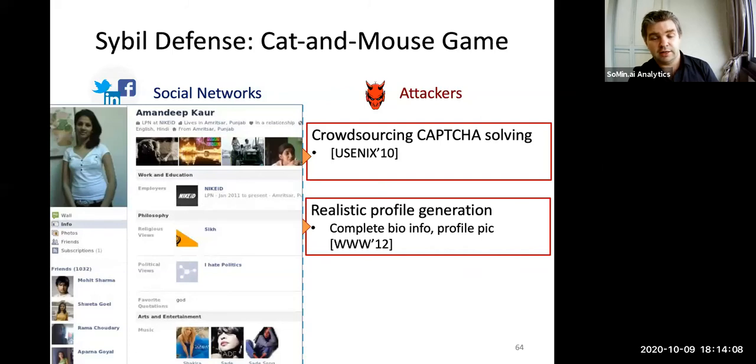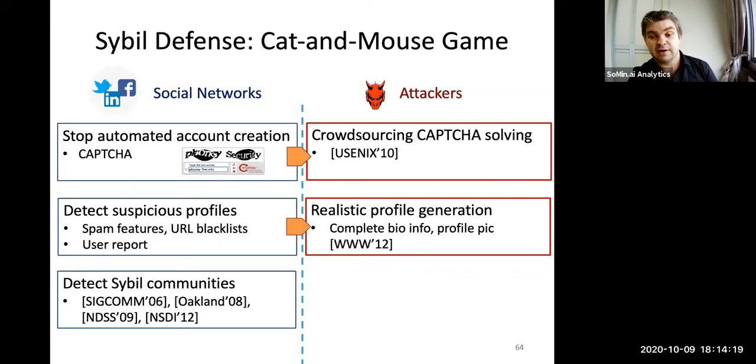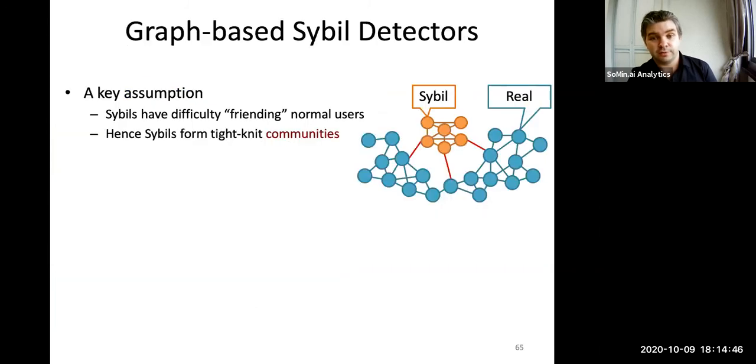So from here, you can see that the profiles we went through before were created automatically by solving the CAPTCHA. And it's quite realistic, right? So the bio is correct, etc. And social networks are trying to detect these Sybil communities, so basically find where the Sybils are. And at the same time, attackers are also trying to build the communities in such a way that they look very, very real.